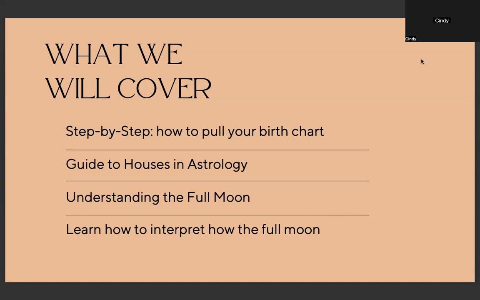This is a presentation that I'll be sending to you afterwards so you can have it. It has all the guides to the houses, so you can go back and use it for future full moons or future new moons. Then we'll understand the full moon and how to interpret it with your birth chart. I'll have my own example and other examples so you can really integrate this information and see how you can use it for yours. We could even use your birth chart as an example.